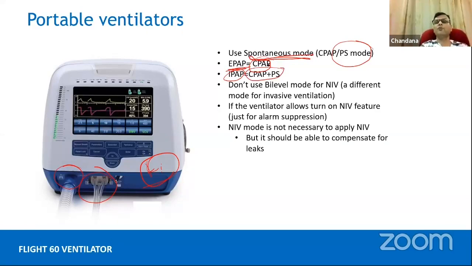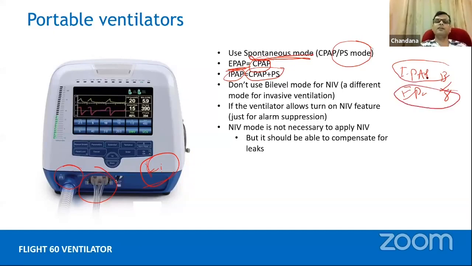For example, if you want to set a pressure limit, this is how we mention the pressures, the EPAP and IPAP settings. We say 13/8. Generally 13 means the IPAP is 13, and 8 means the EPAP is 8. So what you can do with this ventilator is you can have a CPAP of 8.